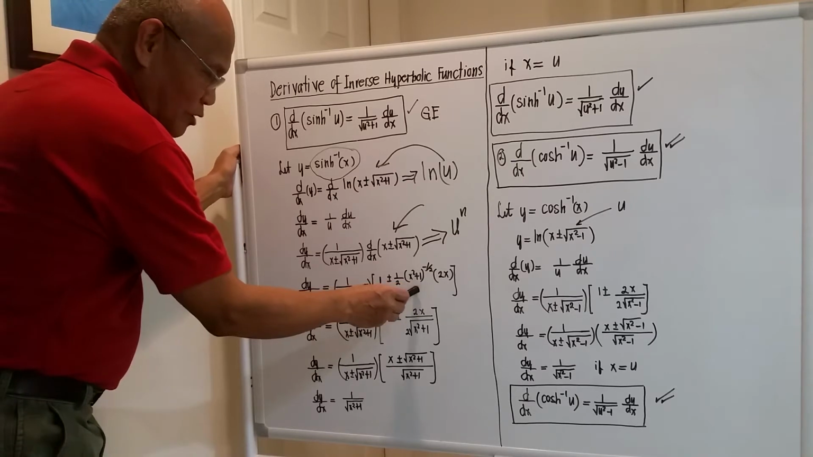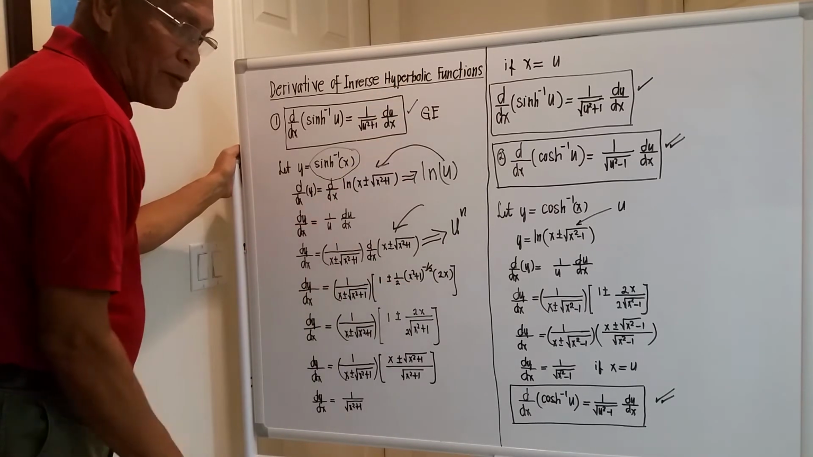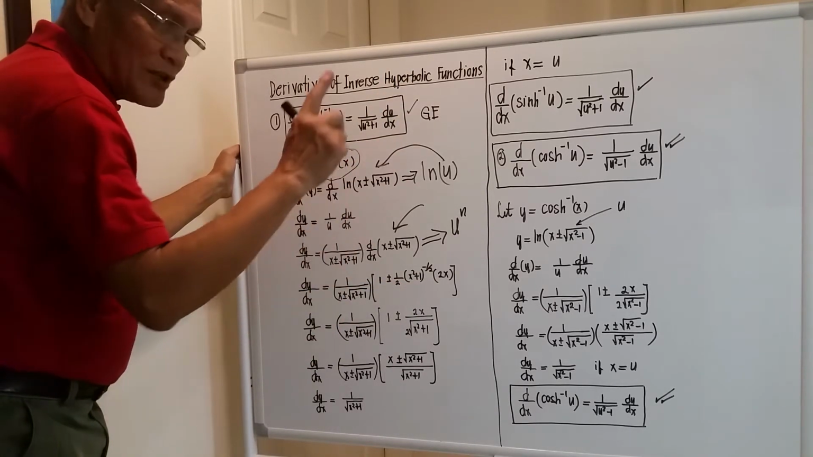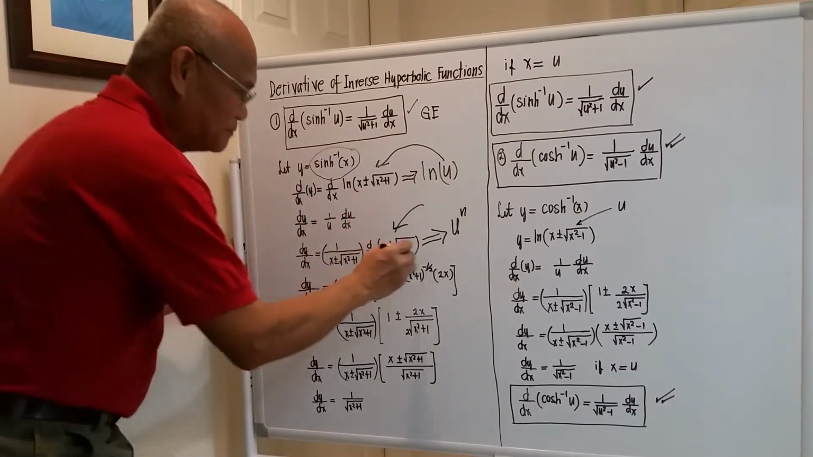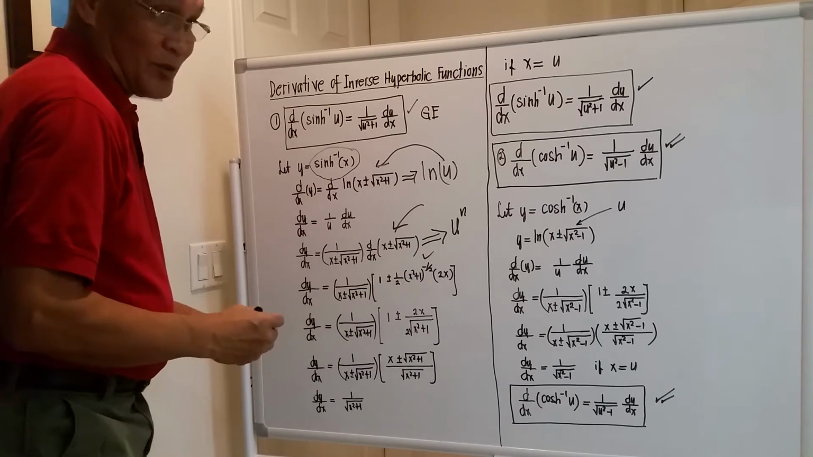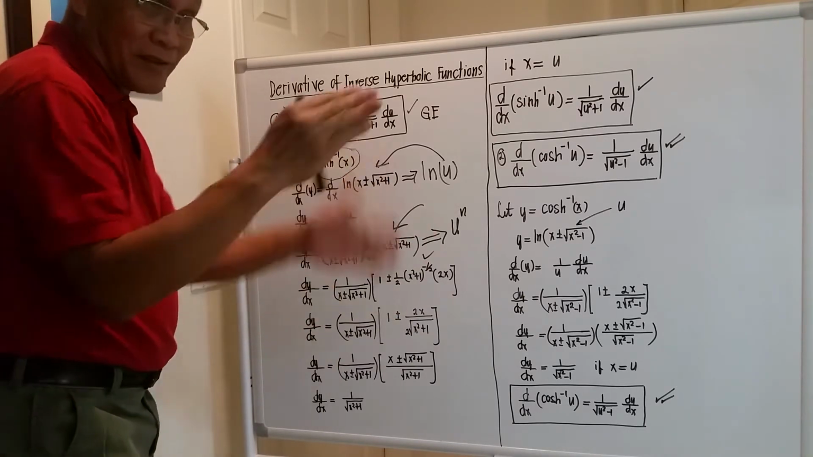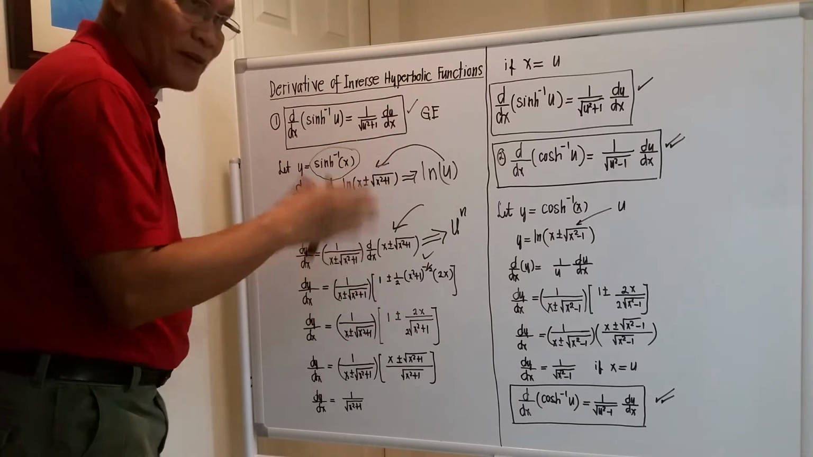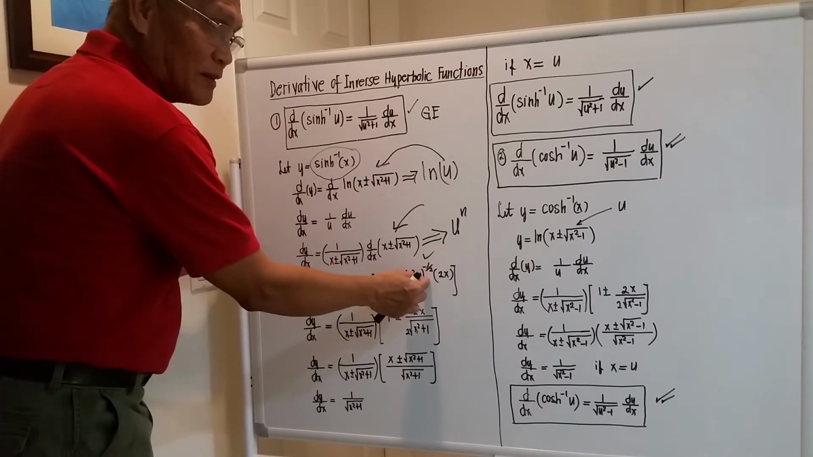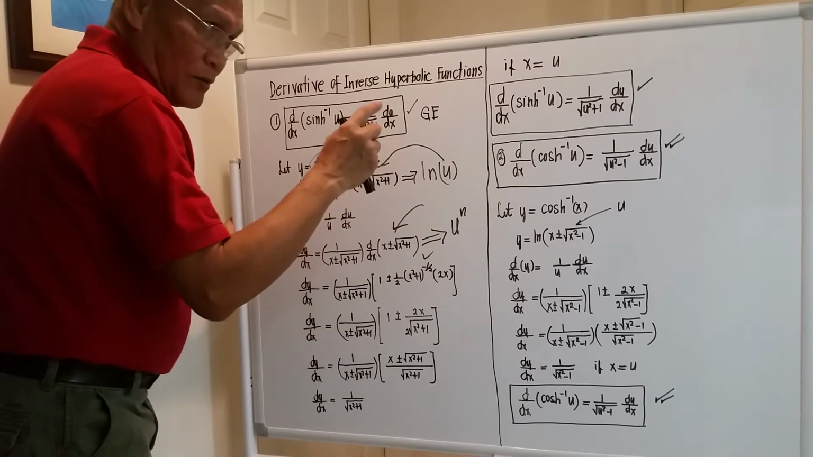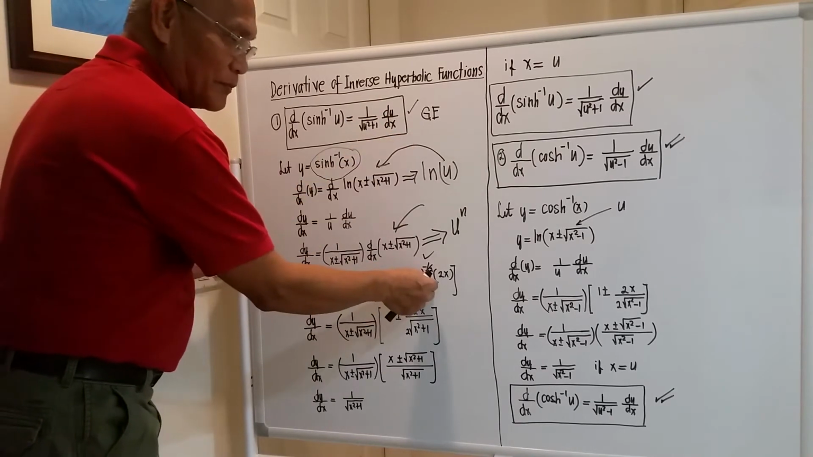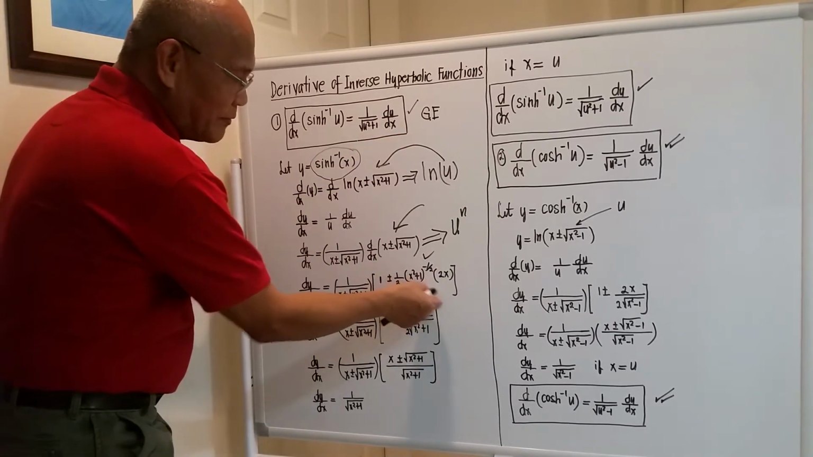Times x squared plus 1, decrease in power by 1. What is 1/2 minus 1? It is 1/2, but it's negative. Right? Because 1/2 minus 1, 1 is greater than 1/2, so the sign will be negative. 1 minus 1/2 is 1/2, so 1/2 minus 1 is minus 1/2, times the derivative of the term inside.